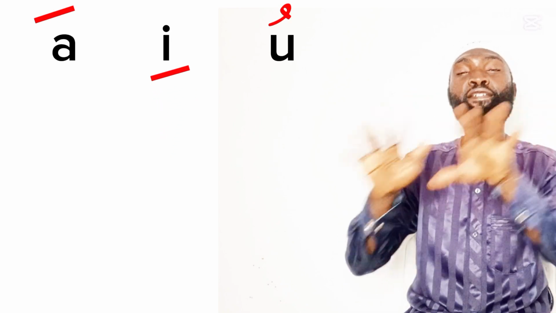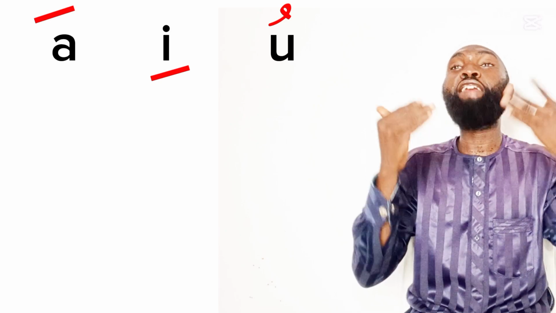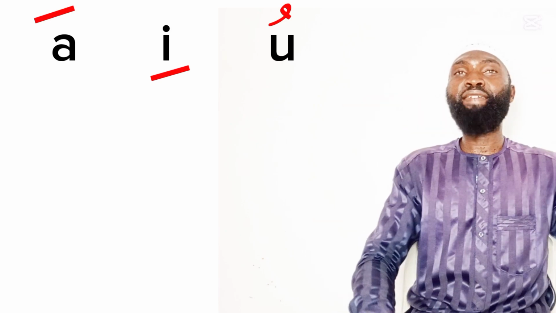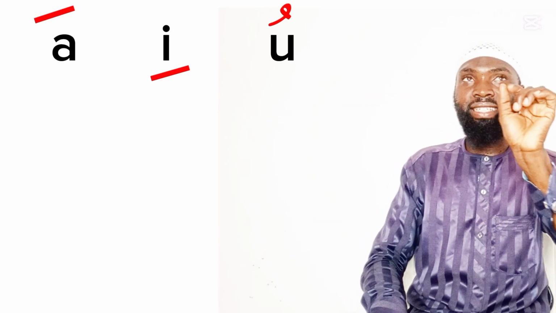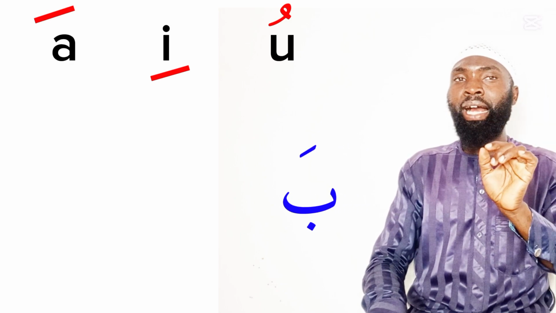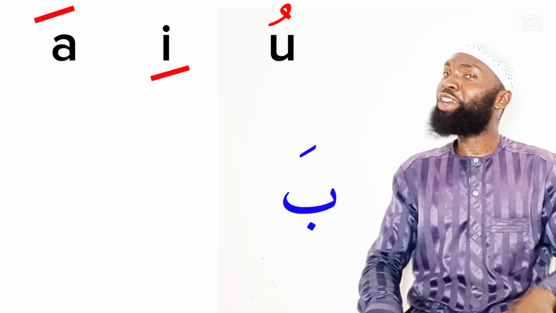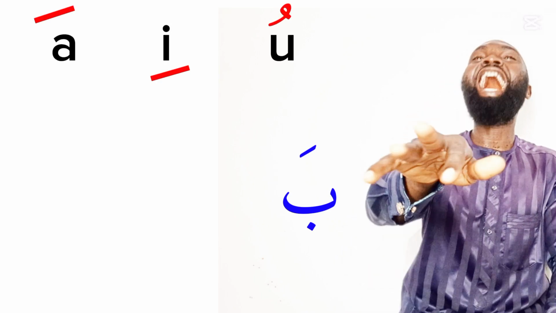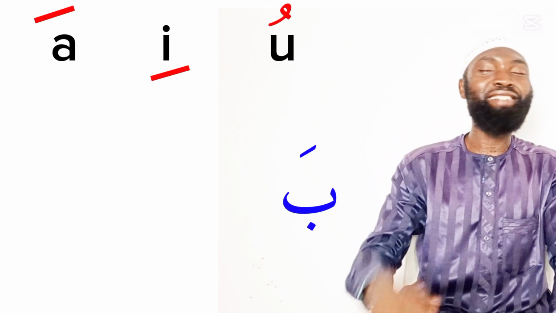Before we move on to the last vowel, let's quickly have a recap or a revision session so we can know if we already understand this. Let's consider the following on the board. The first letter you can see is the letter Ba, and it has a dash above it. How do you pronounce that? Ba. Good. Ba. You are really improving.